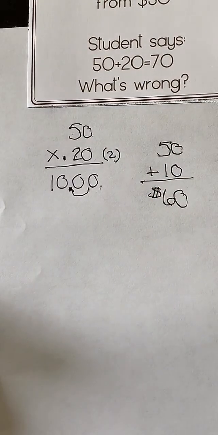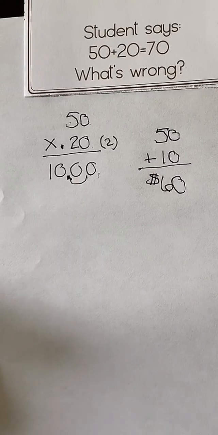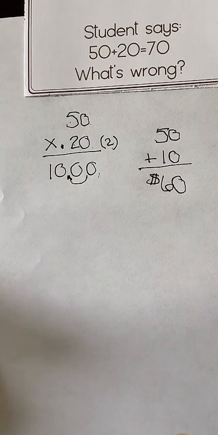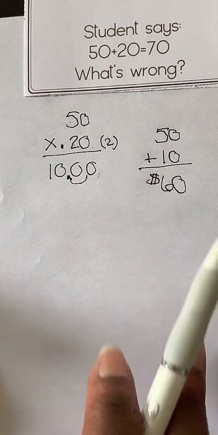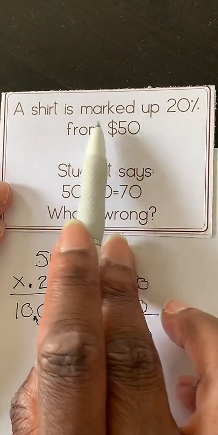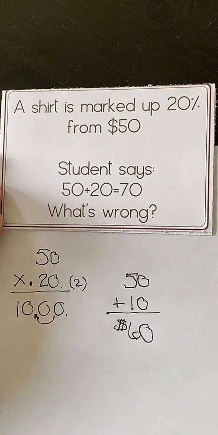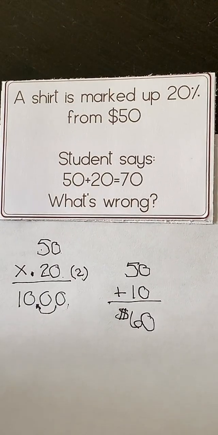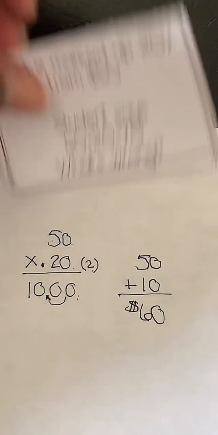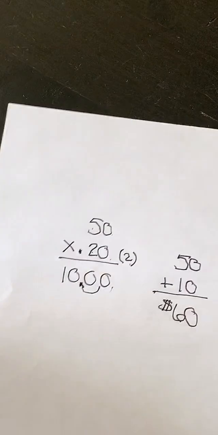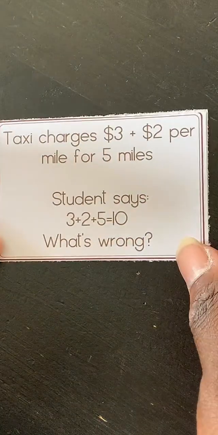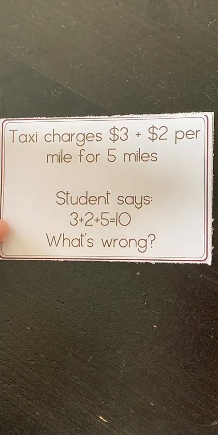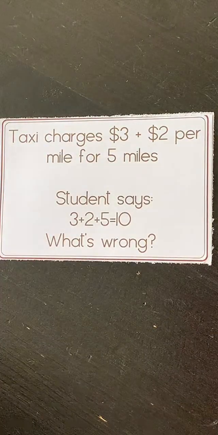So we had to figure out what the 20% was first. Then we add it because it says it was marked up. Okay. How are we feeling? All right. Let's try this one. I got 2 more. Let's see if we can fit it all in.